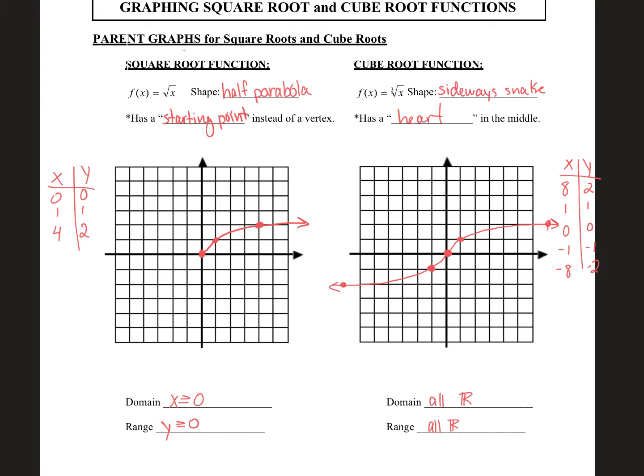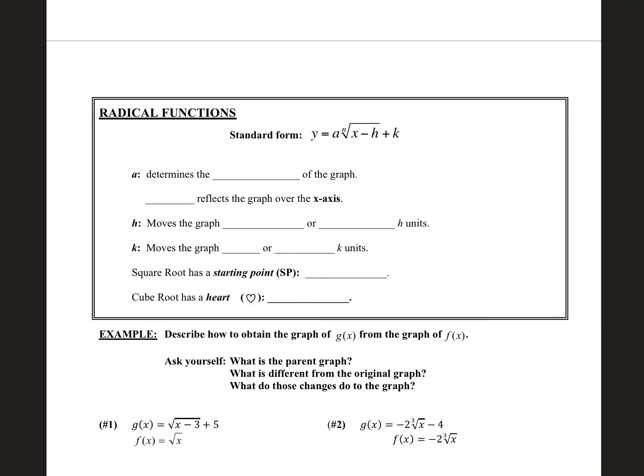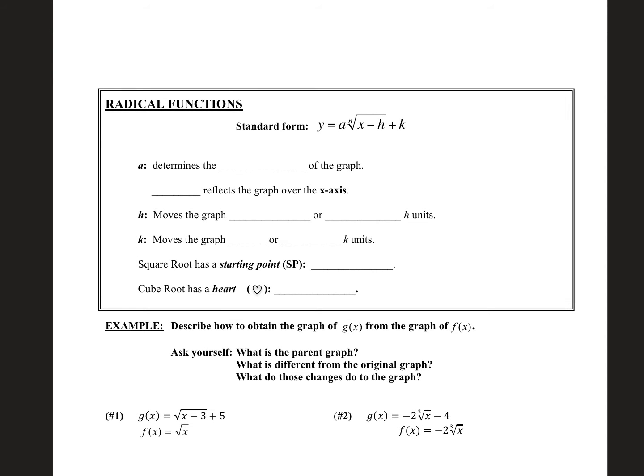So now we're going to talk about the standard form of radical functions and some important parts about them. Okay, so here we're given the standard form: y equals a times the nth root of x minus h, plus k. Okay, and a determines the height of the graph. And if that a is negative, all that does is reflect the graph over the x-axis. So if we have a negative out in front, like a -1, it's going to reflect the graph over the x-axis. All right, h is going to move the graph right or left.